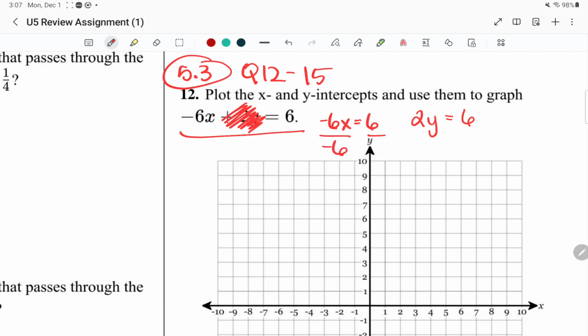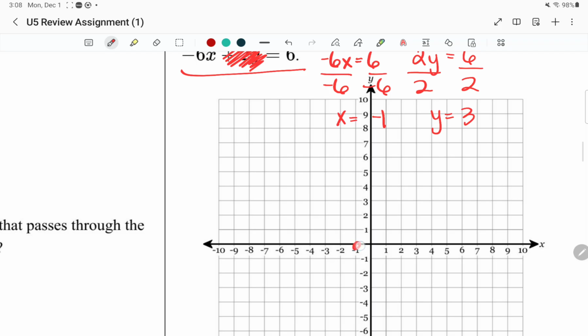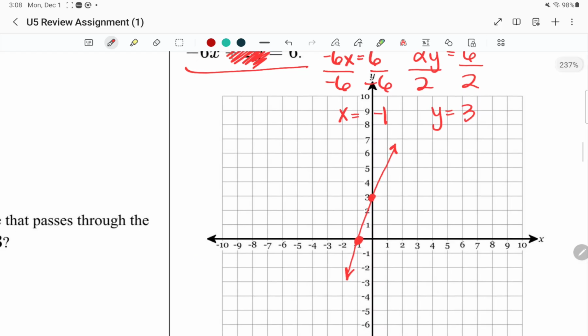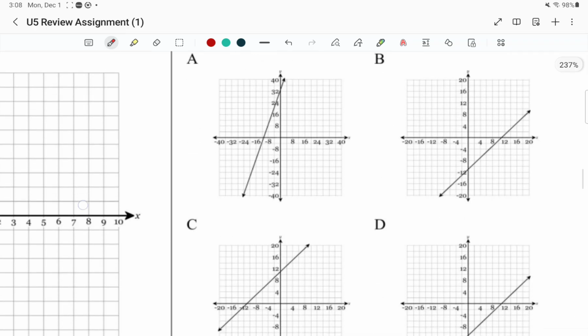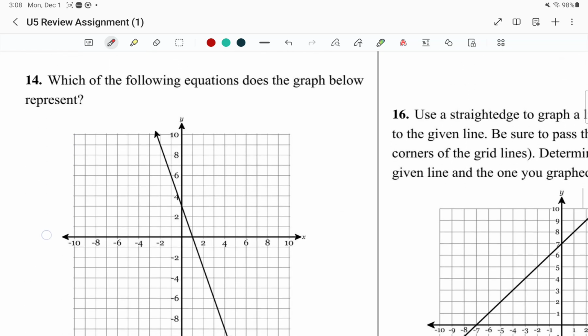And then I'm going to divide each of them because they're being multiplied, so I need to undo it. X equals negative 1, y equals 3. So I'm going to go to my graph and I'm going to plot x equals -1 and y equals 3 and then connect my dots. Okay, looks like you got 2 of those.